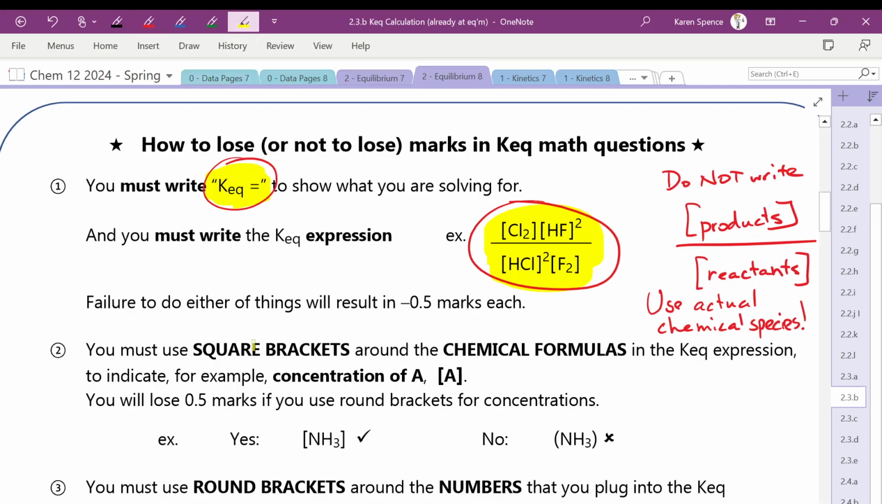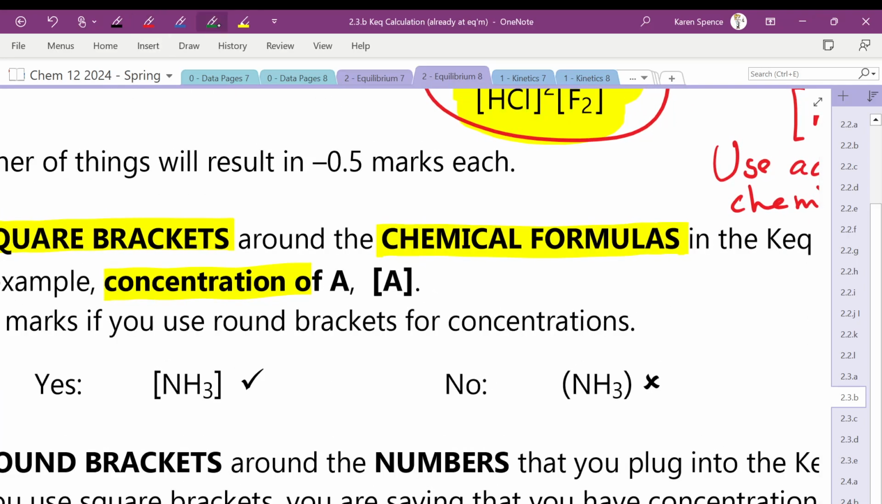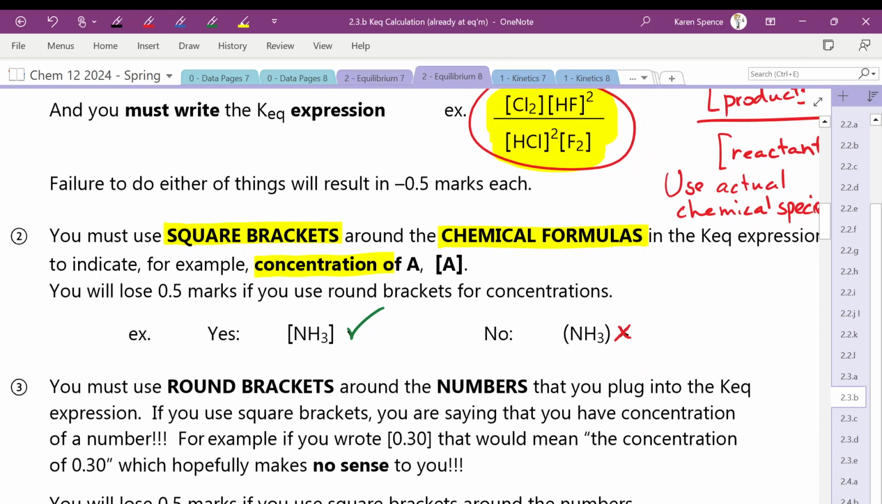You have to use square brackets around the chemical formulas. Okay, and that's because you are indicating that it is the concentration. So, yes to NH3 with square brackets, no to NH3 with round brackets.